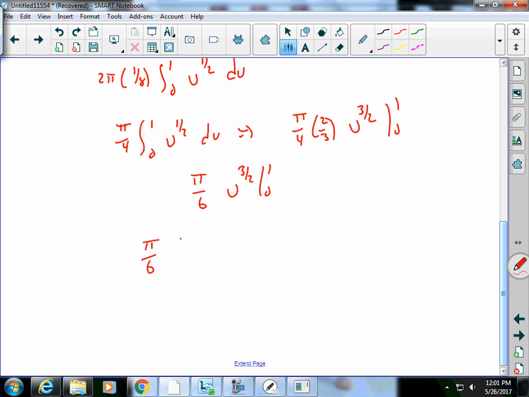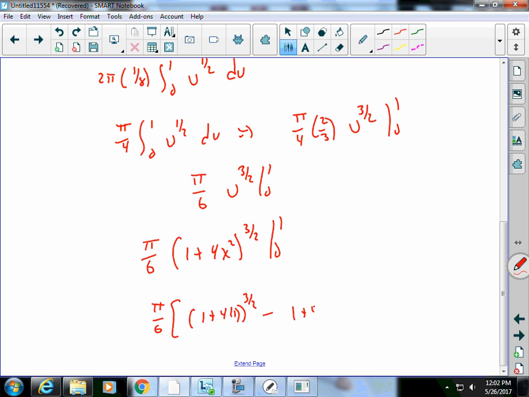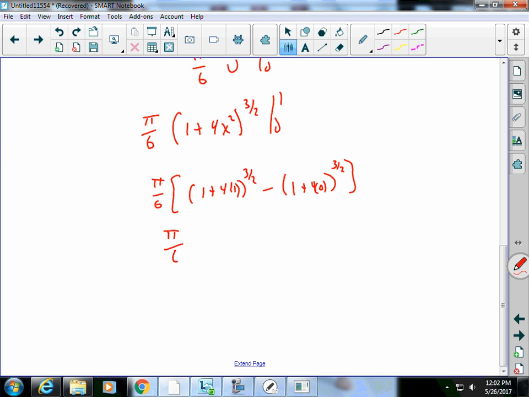So I have 1 plus 4x squared to the 3/2 from 0 to 1. Now be careful, the assumption is you see a 0 and there's x's, you want to make everything 0, but it's not. So I have a pi over 6 times 1 plus 4 times 1 to the 3/2 minus 1 plus 4 times 0 squared to the 3/2.